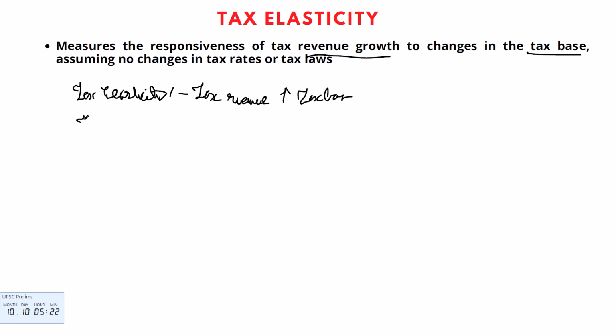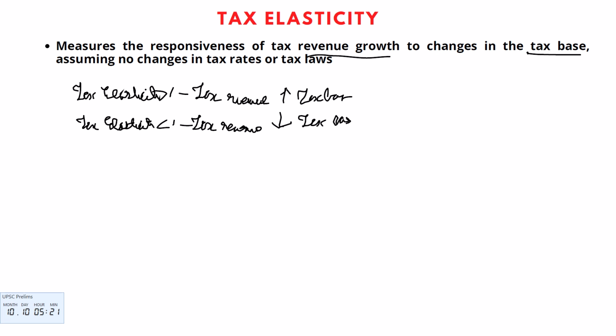If tax elasticity is lesser than 1, here tax revenue grows slowly or grows less proportionately than the tax base. So you might get confused. What is elasticity? What is buoyancy?